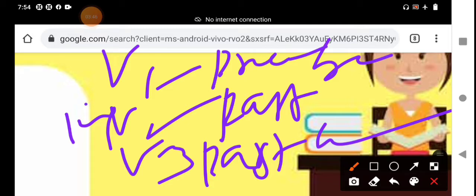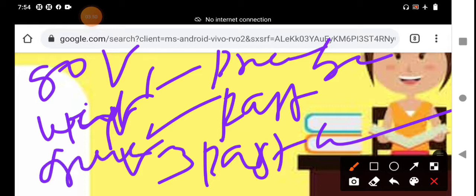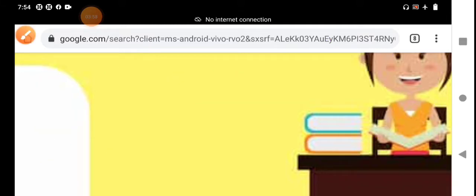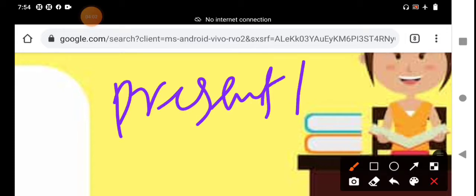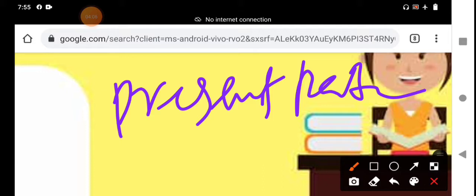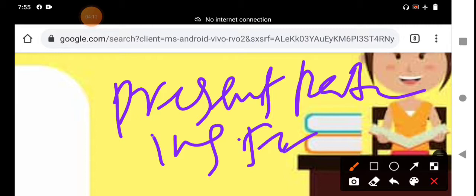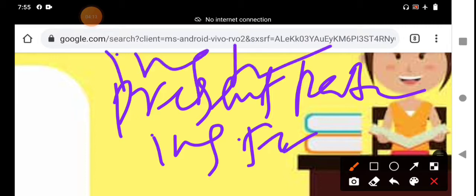For example, go, went, gone. Going is the ing form. That is another form, also called the present participle. The ing form is also called the present participle.